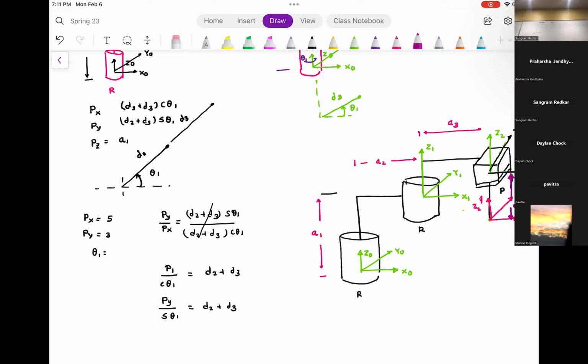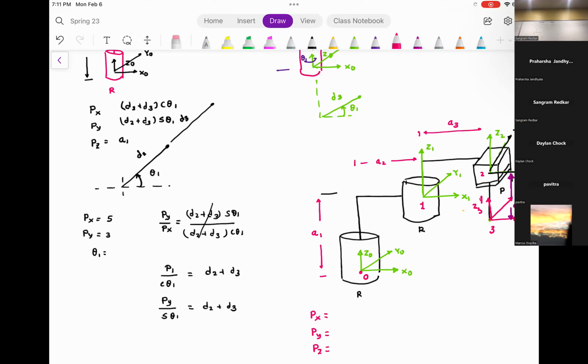Everyone understood this? Now I want you to look at this problem and first and foremost, tell me what would be the distance between the 0th frame and this third frame, X3, Y3, Z3. So what would be the distance between the 0th frame, the first frame, second frame and third frame? Tell me what is Px, Py and Pz.